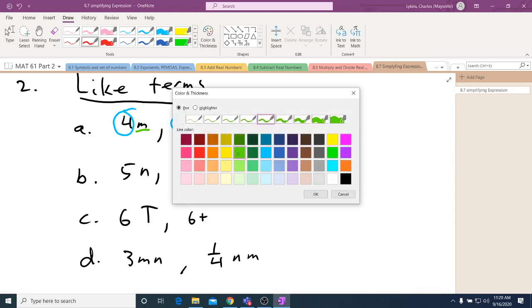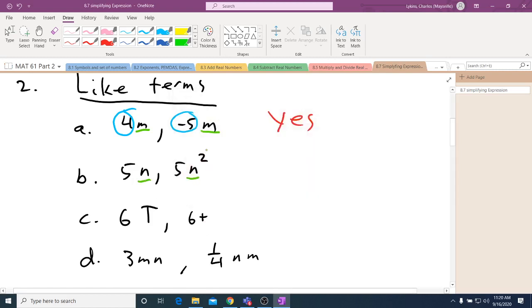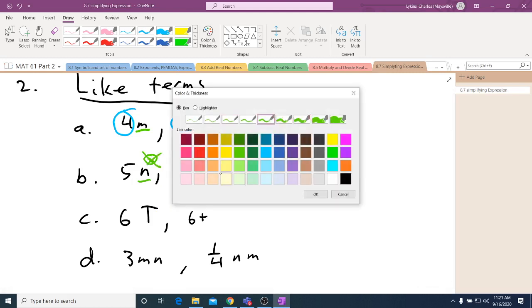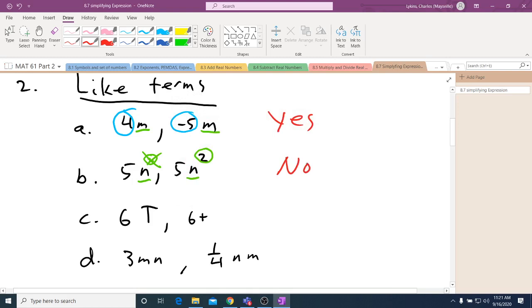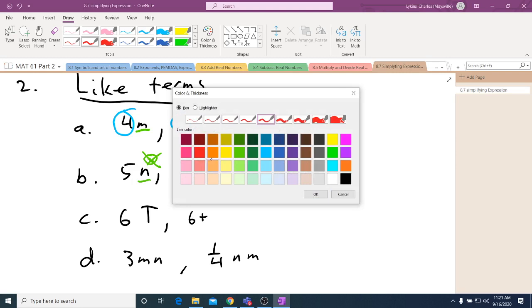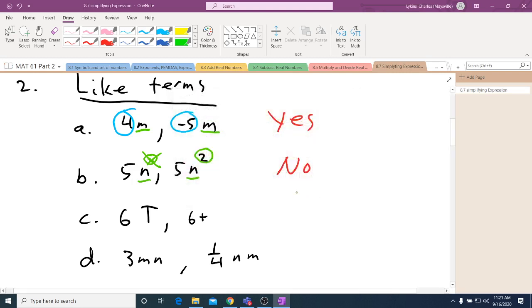Now in part B, even though you've got n, you've got an exponent attached, but you do not have one here. So this would have to be a 2 for this to be like terms. So this is a no. What about 6t? Well, I've got t's, so a lot of my students in the past would say yes because it's t. Well, take a look at that. They're the same letter, but one's lowercase and one's uppercase. And that matters. It has to be the same, lowercase or uppercase, so this is a no.